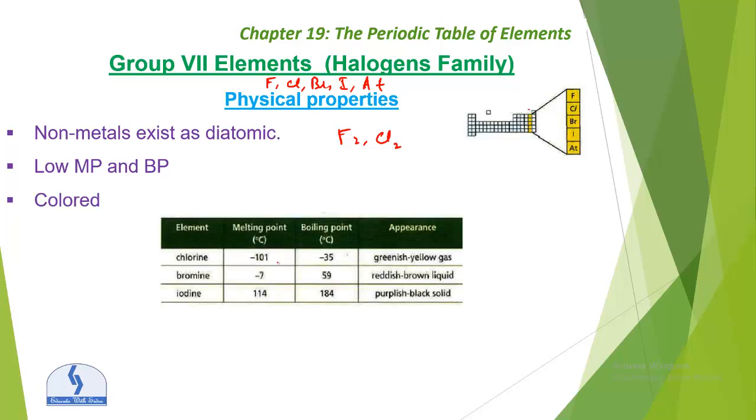The melting point of chlorine is minus 101. That is a very low melting point. You can see here, it has the appearance of a greenish yellow gas. Bromine is a reddish brown liquid, and iodine is a purple black solid. So always remember the colors of chlorine, bromine, iodine. They ask in exams also.